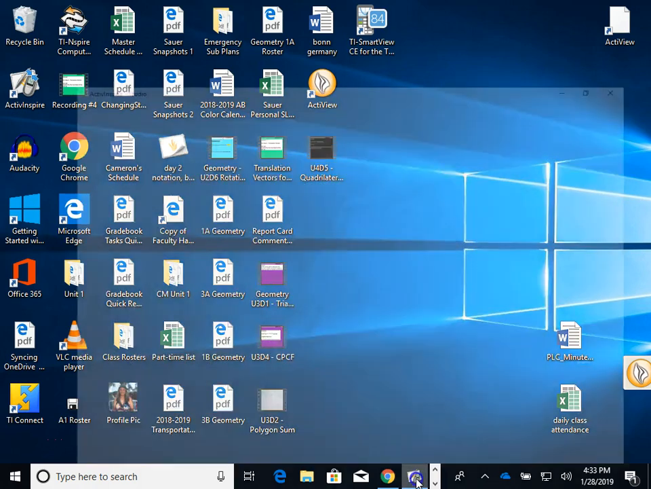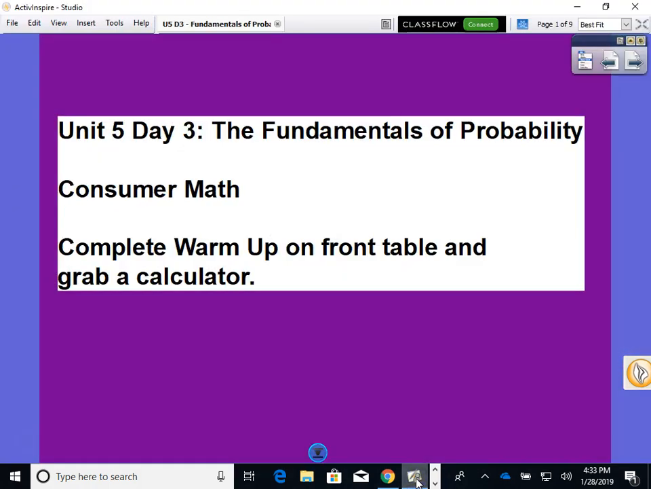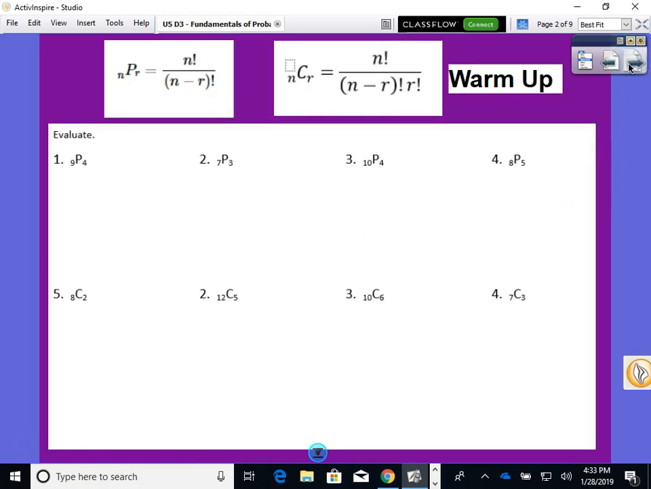But what we're doing is we're covering Unit 5, Day 3, which is the fundamentals of probability. So make sure you grab a warm-up on the front table if you haven't already, and we will get started. So our warm-up is going over what we learned last class.